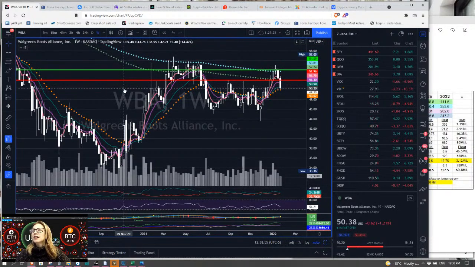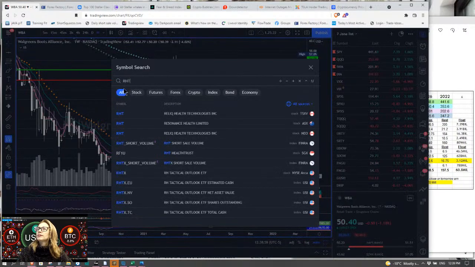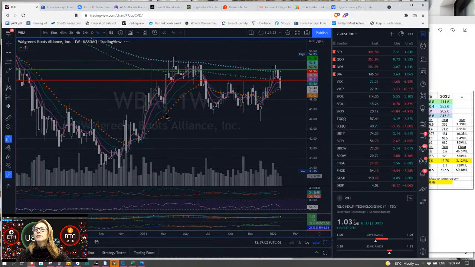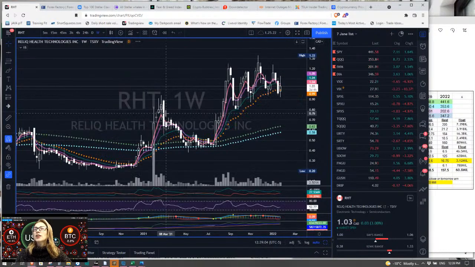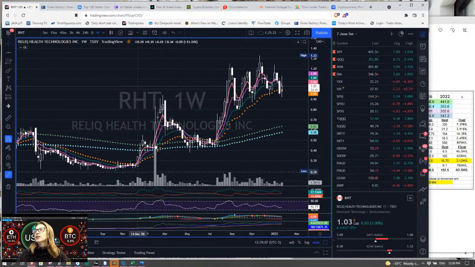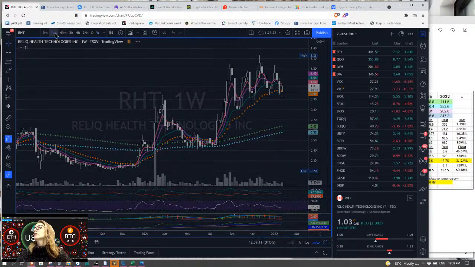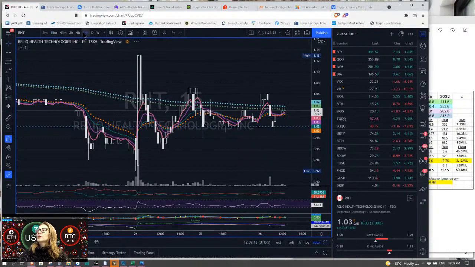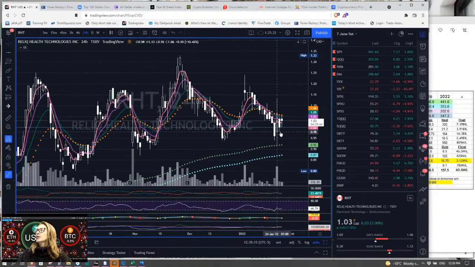RHT. Let's see. RHT, Red Hat, isn't it? Oh, no. Red Hat's a different one. RQHTF is going to be OTC, right? So RH, 24 hour. Yeah, it looks like it had a burst of volume in the beginning. What's the average volume over here?